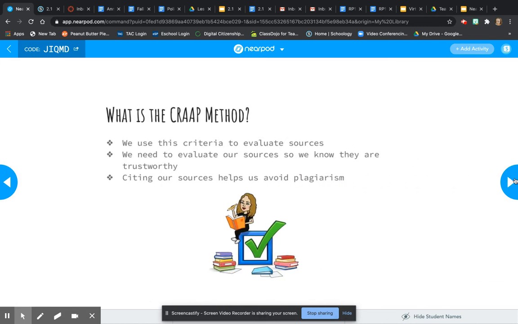So what is the CRAAP method? Well, it is a system we're going to use to evaluate our sources. So like the talk page on Wikipedia. However, the Wikipedia pages are the only pages that have that talk page. This method, the CRAAP method, is something you can use for any website that you find. Remember, we need to evaluate our sources so we know that they are trustworthy, and so that we can avoid plagiarism. So we don't take information that isn't ours without giving credit.